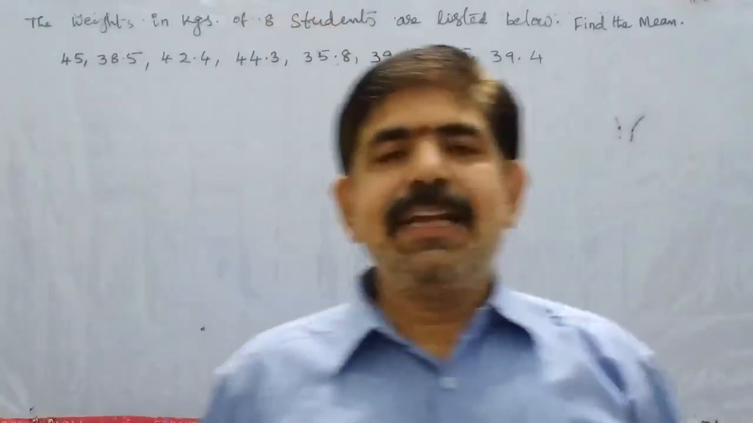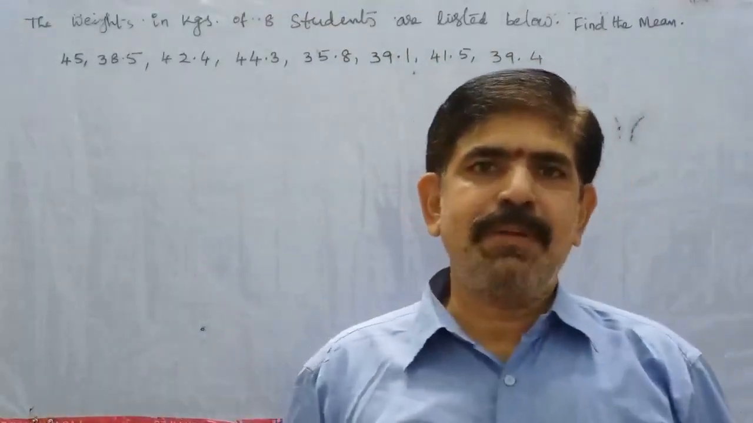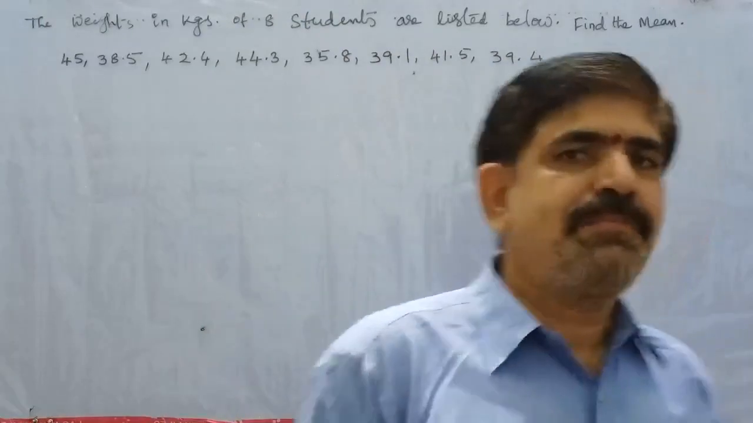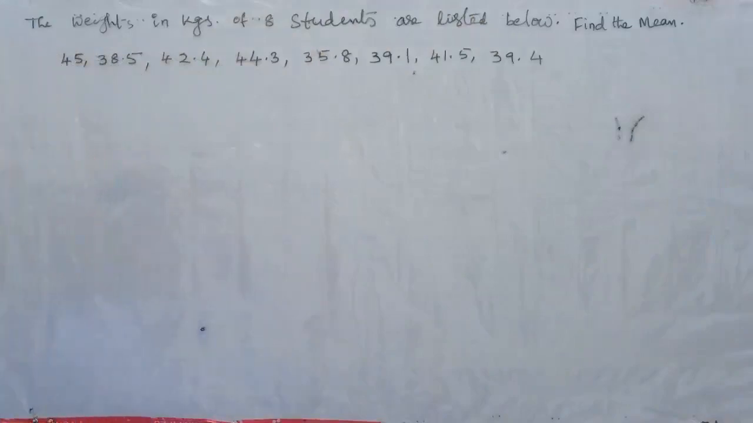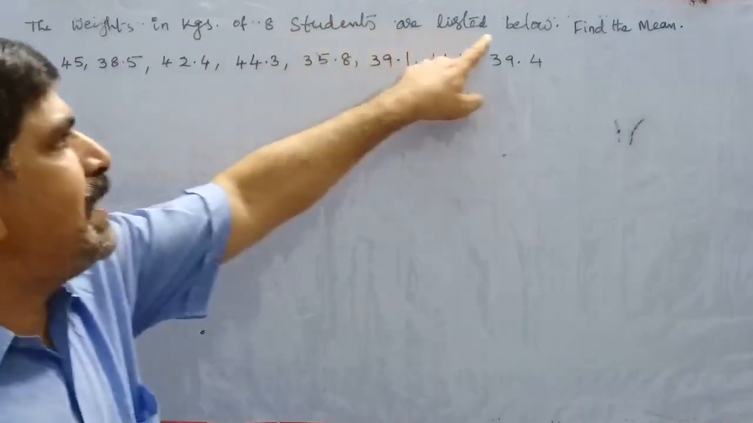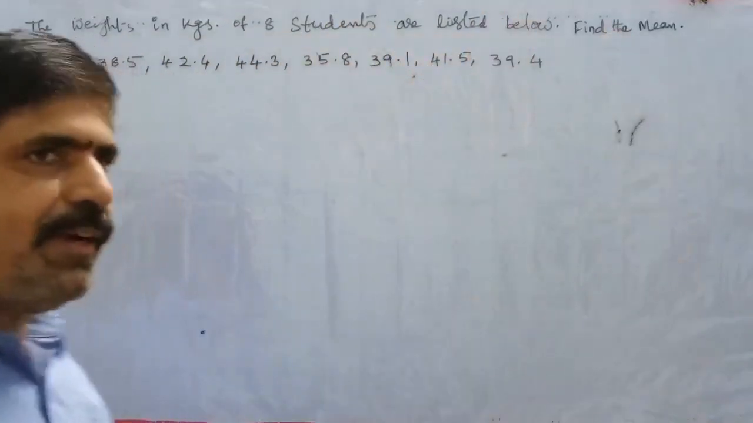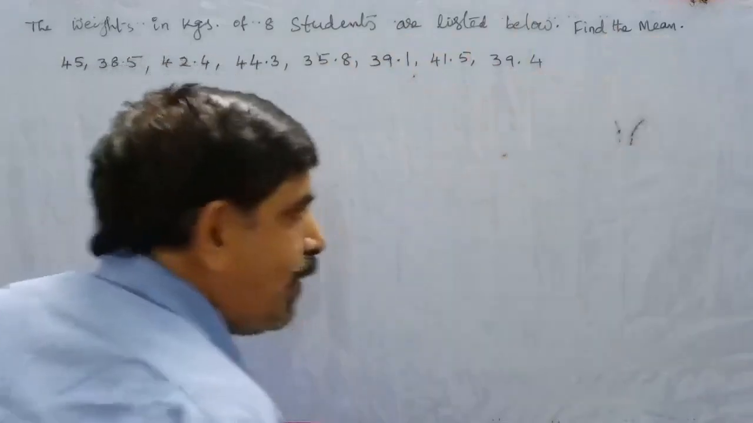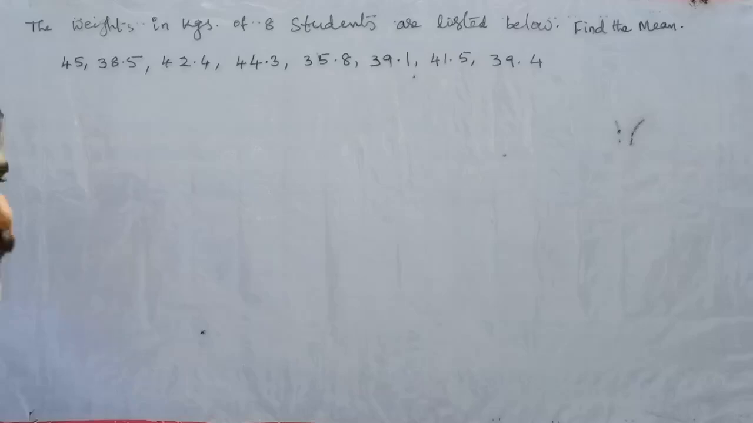Hello students, yesterday we did some example problems on arithmetic mean. In the same way, today also we will do some problems on arithmetic mean, or average. See here, the weights in kgs of 8 students are listed below. Find the mean. Now mean is nothing but average. So average is denoted by x bar.